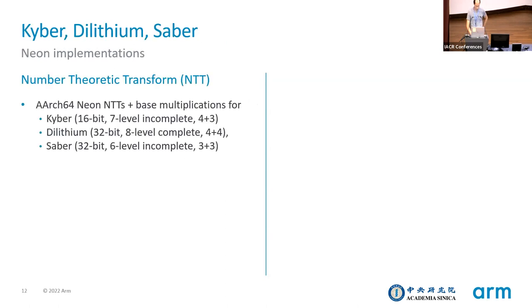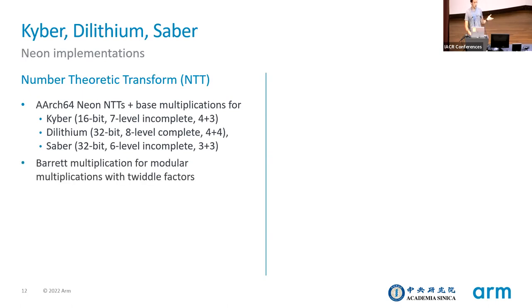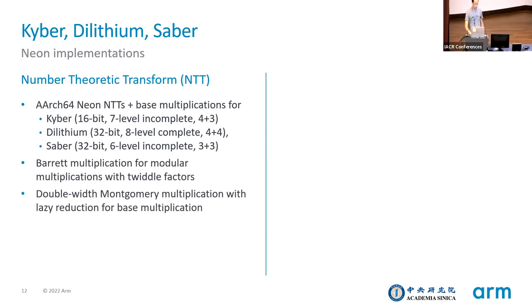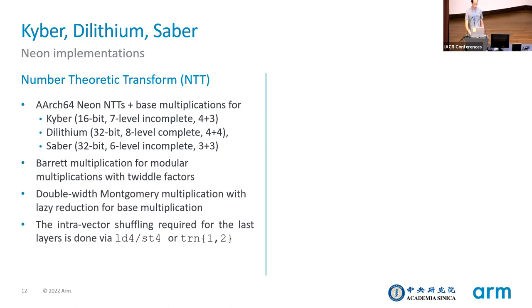Okay, finally, we implemented the number theoretic transform for Kyber, Dilithium, and Saber. Compared to x86, it's perhaps noteworthy that there's not much difference between doing it on 16 or 32 bit. The instructions have variants for either case. It's just a little bit more intra-vector shuffling in the 16-bit case. So we use this Barrett multiplication for multiplication with constants. We use this double width multiplication for the base. And whatever intra-vector shuffling we need, we do via those deinterleaving loads and stores.